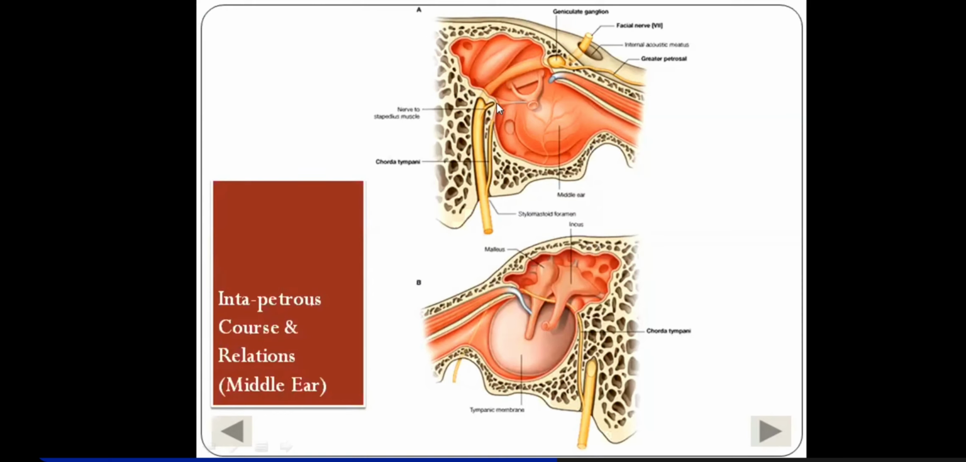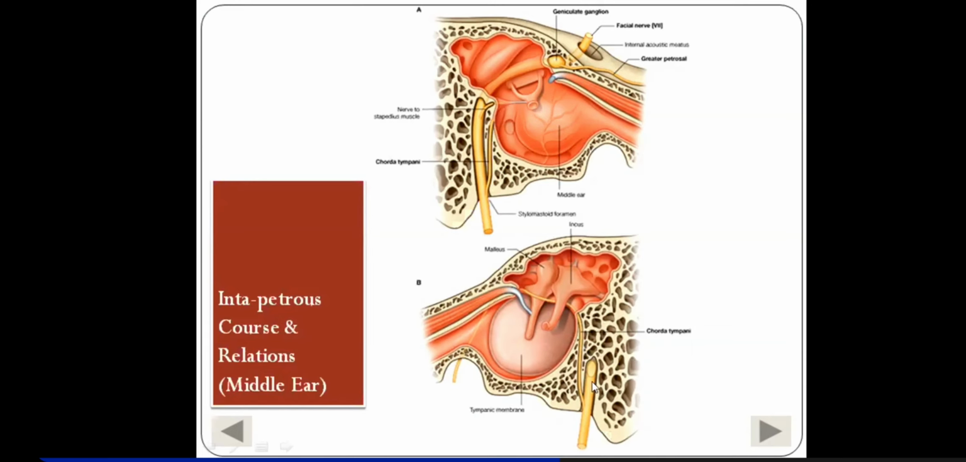This is the pyramidal process. This is the stylomastoid foramen, and a little above this, around 6 millimeters above, you find the third branch, the intrapetrous branch of the facial nerve, chorda tympani, which will reach into the middle ear.